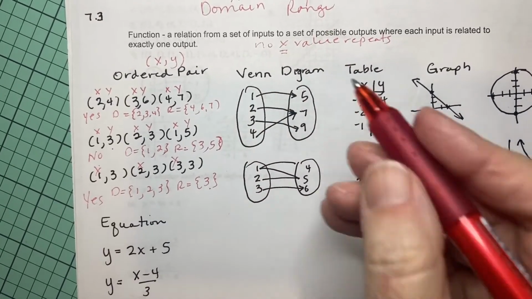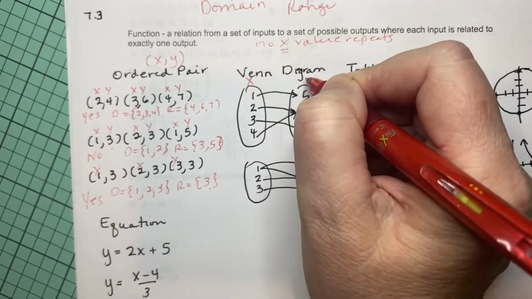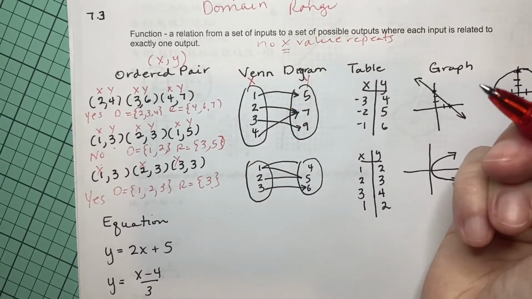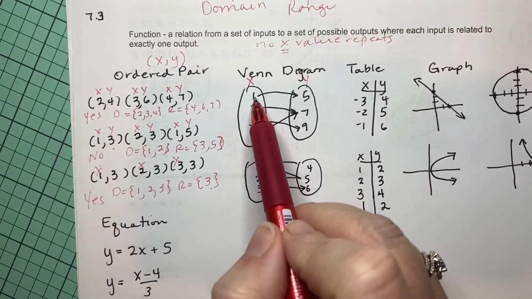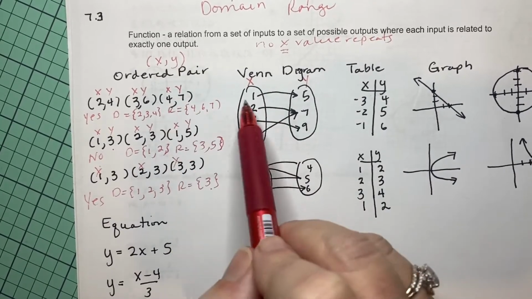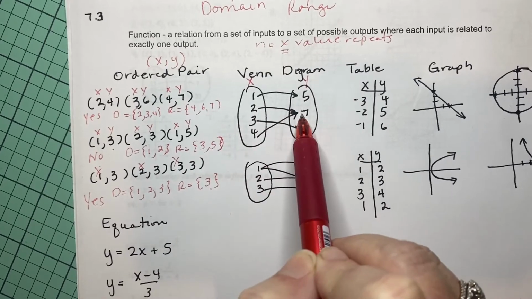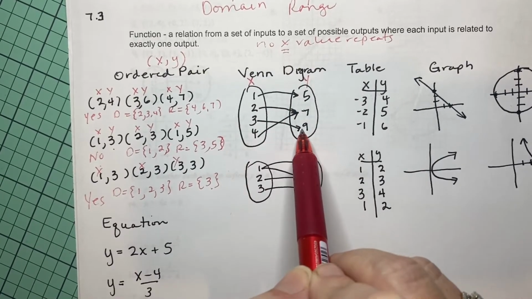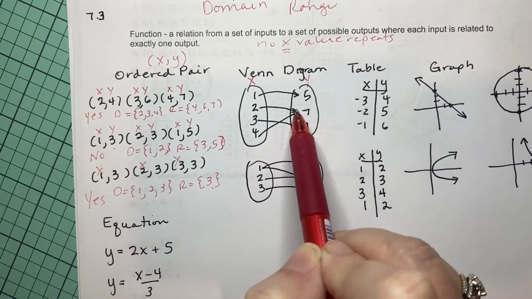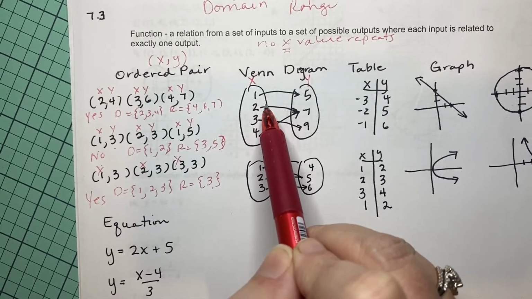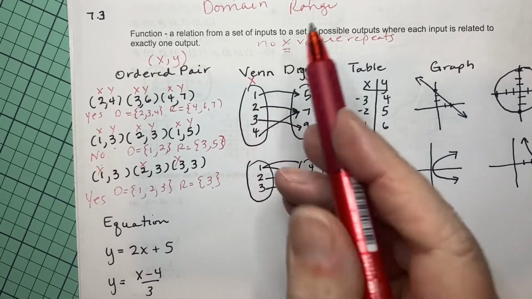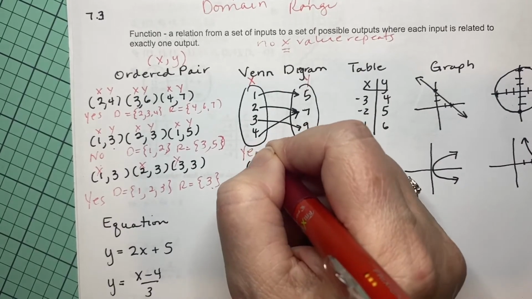So when you see a Venn diagram, these are your x's and these are your y's. And so the arrow is pointing to what it goes to. So if you were to write this as ordered pairs, this would be 1 goes with 5, 2 goes with 7, 3 goes with 9, and 4 goes with 7. Do you see that there's only one line coming off of each of those? So yes, this is a function.